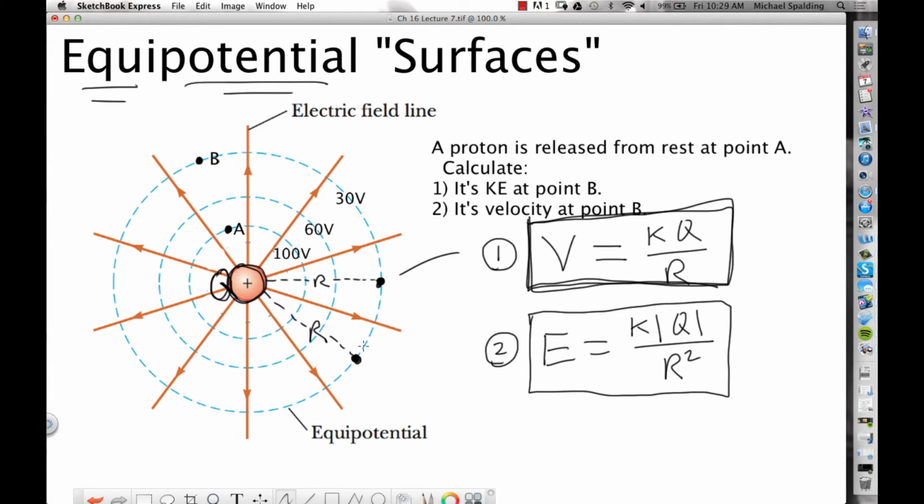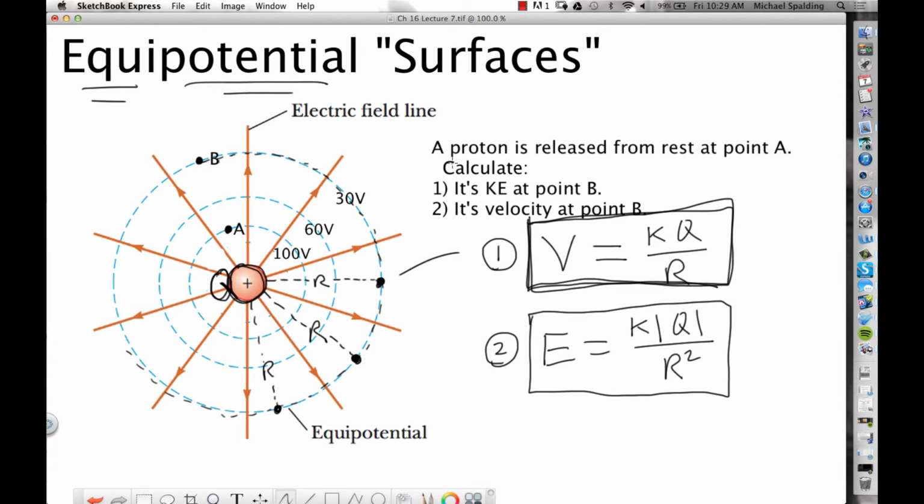Do you guys get it? Okay, let's go to a third one just to be super duper clear. r, right there. That point, same Q, same r, the electric potential would be the same. So every single point on this circle is at the same electric potential. Does that make sense? So we call it an equipotential surface.